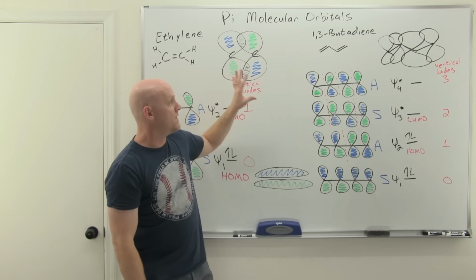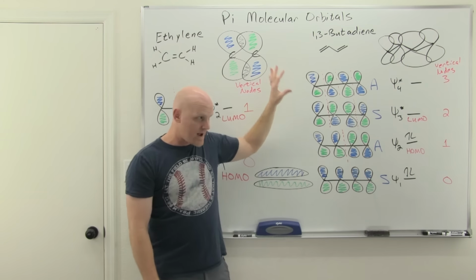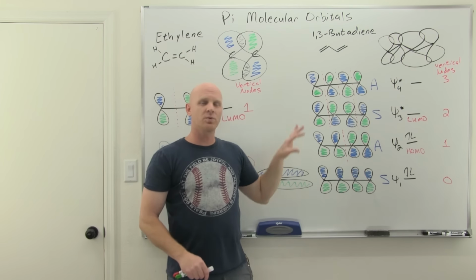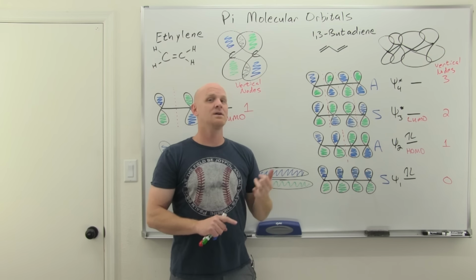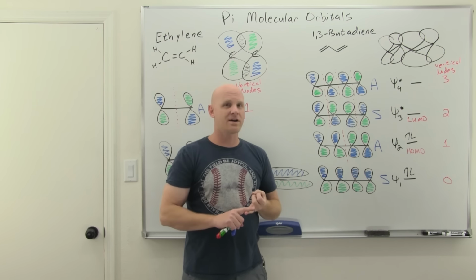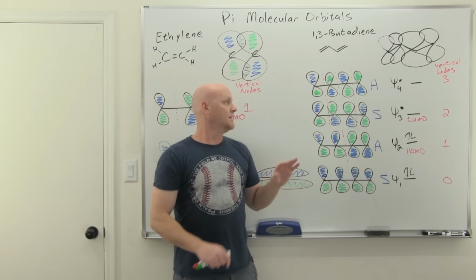Cool. That is 1,3-butadiene. That's kind of the classic introduction to pi molecular orbitals. And again, we're going to take a look at the allyl system in the next video, and then we'll take a look at 1,3,5-hexatriene in the one after that.